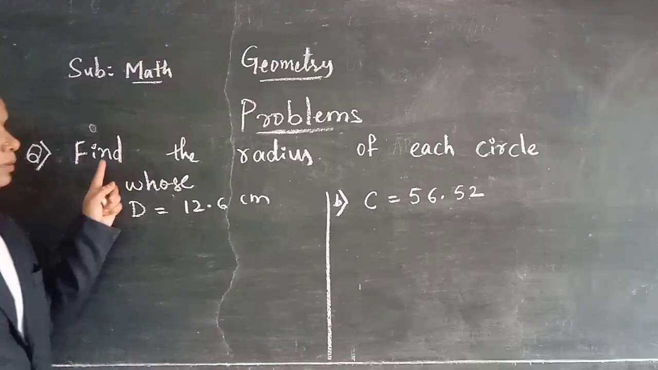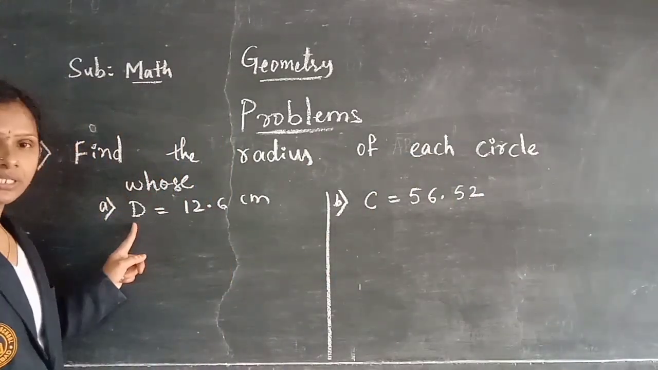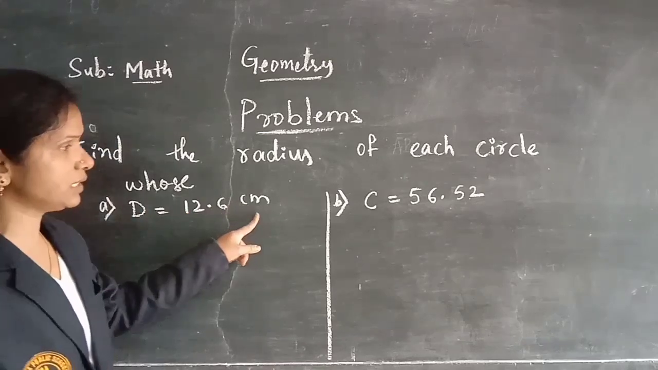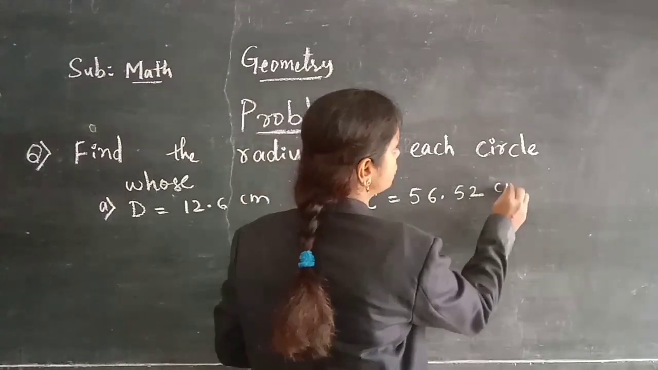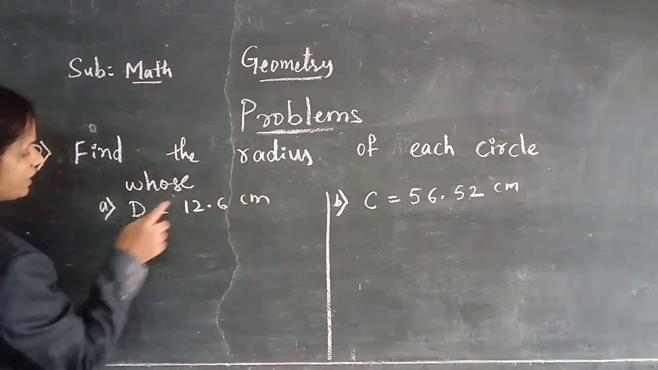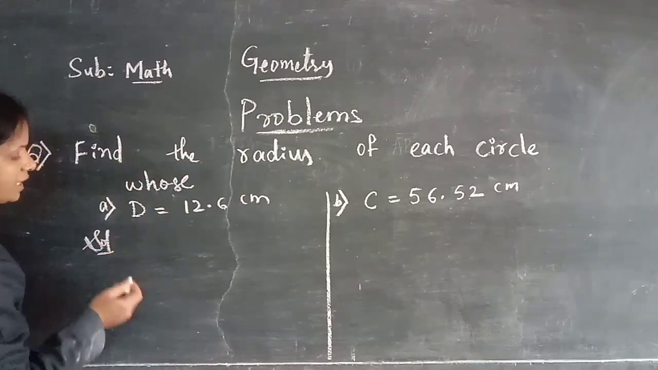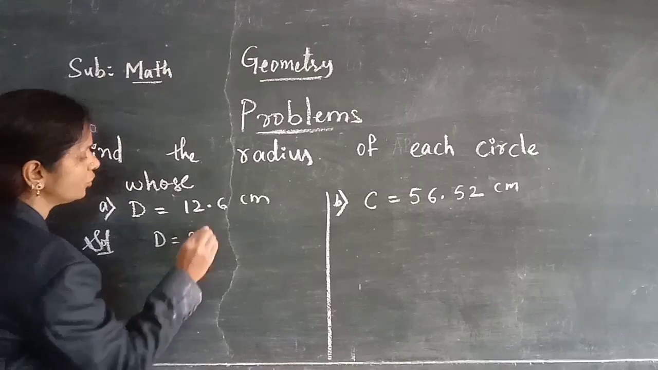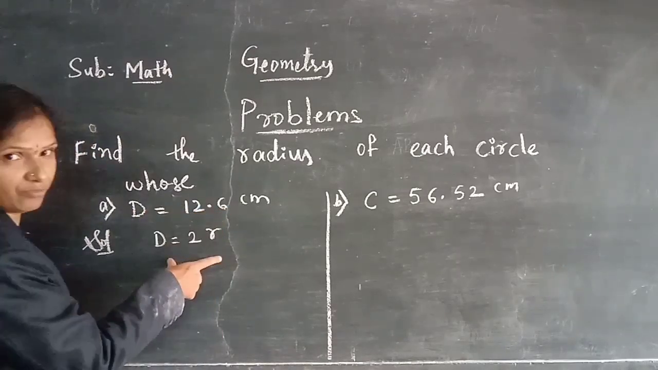Children, next problem. Find the radius of each circle whose diameter is equal to 12.6 centimeters and whose circumference is equal to 56.52 centimeters. Now here, we take the relation between the diameter and radius. What is the relation between the diameter and radius? Diameter is equal to 2 into radius.